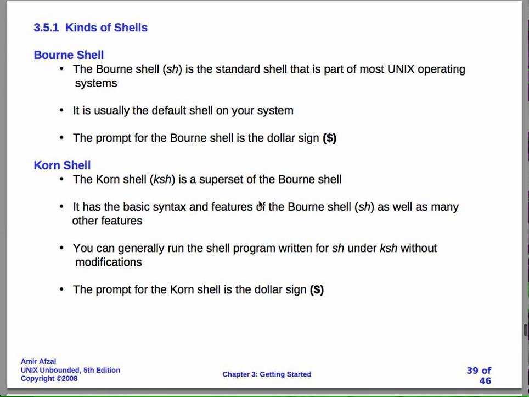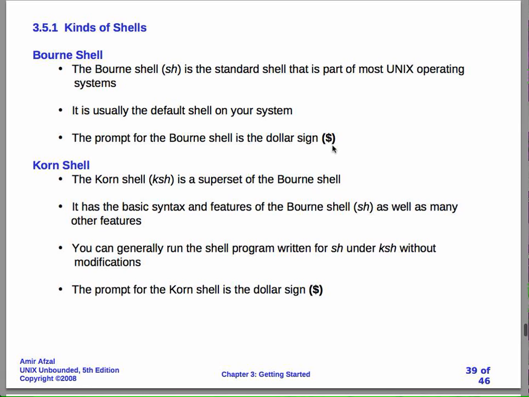So in the book you will see something about the Bourne shell. This is named after a person named Bourne, and in the book it's called SH, and it's described as being the standard shell that is part of most Unix operating systems, usually the default shell on your system, and the usual prompt for Bourne shells is $, although you can change that.